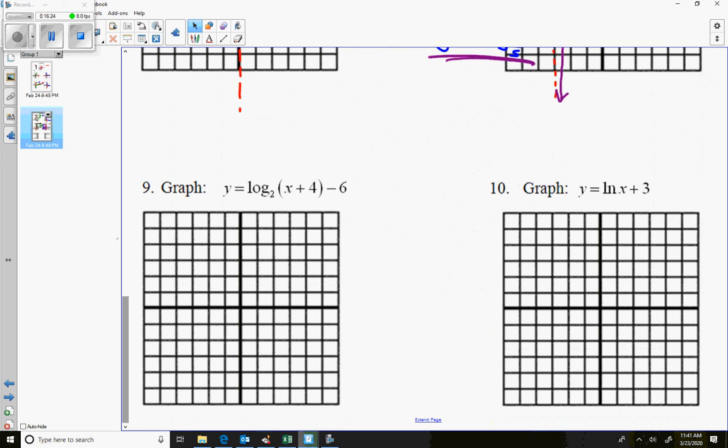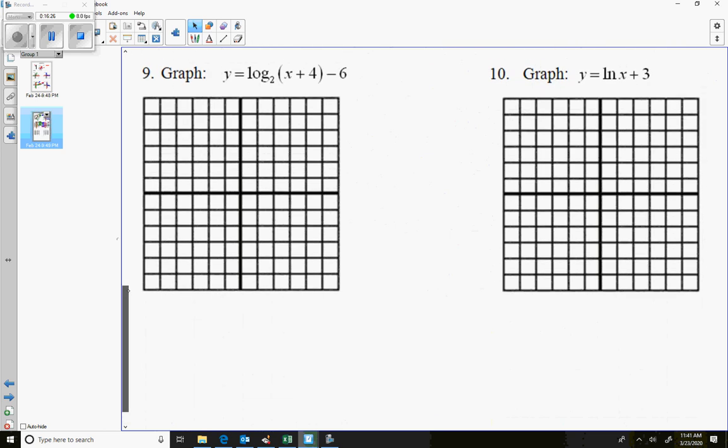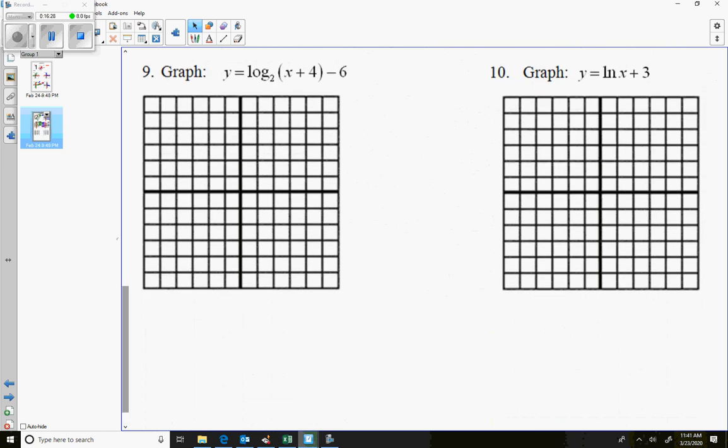All right, 2 more. Number 9. Left 4, down 6. That's your starting point. Through that starting point, you should have a vertical asymptote.